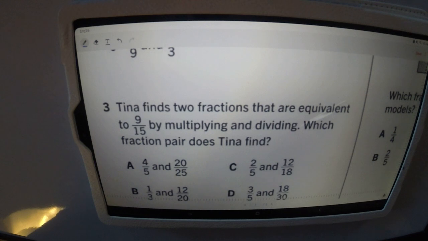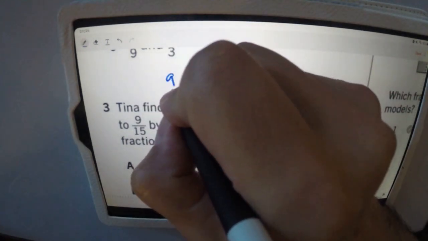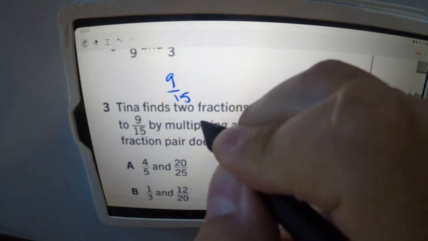Number 3. Tina finds 2 fractions that are equivalent to 9 over 15 by multiplying and dividing. Which fraction pair did Tina find? All right, so 9 out of 15, that's the number we're looking for, right? The 2 numbers that are equivalent to that.